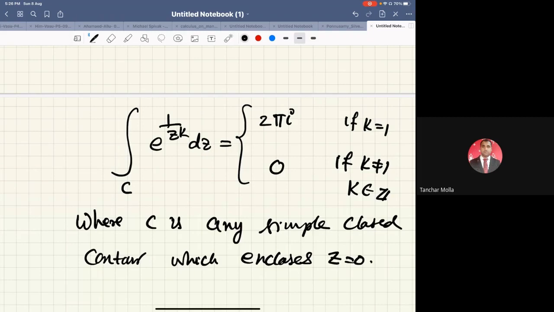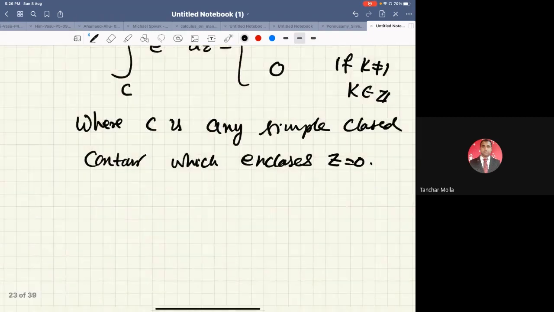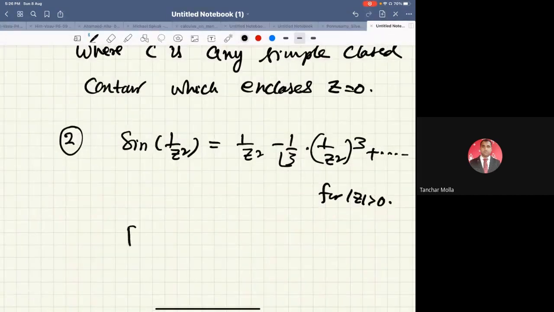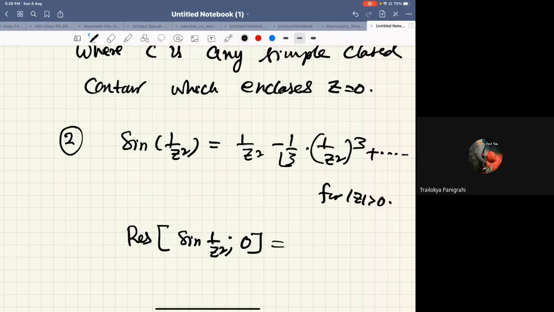Okay. So similarly, one can find out for sine 1 by z square. What is the series expansion of this? 1 by z square minus 1 by 3 factorial into 1 by z square whole cube and so on, right? So this is for mod z greater than 0. What is the residue of sine 1 over z square at z equals 0? 0, because the 1 over z term is not appearing in the series. So therefore its value is 0.